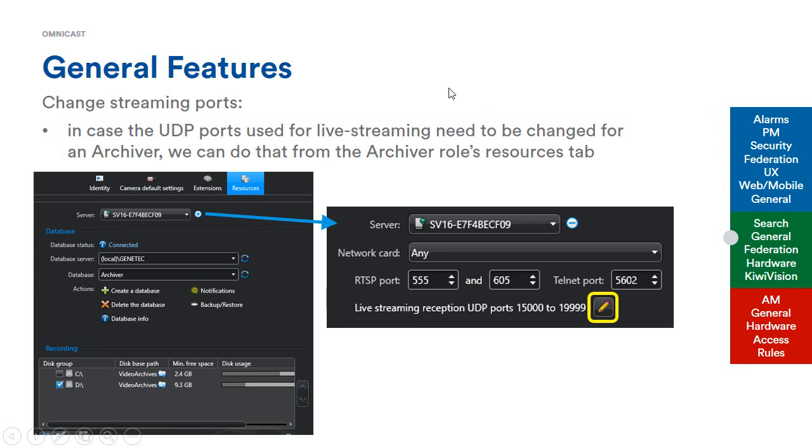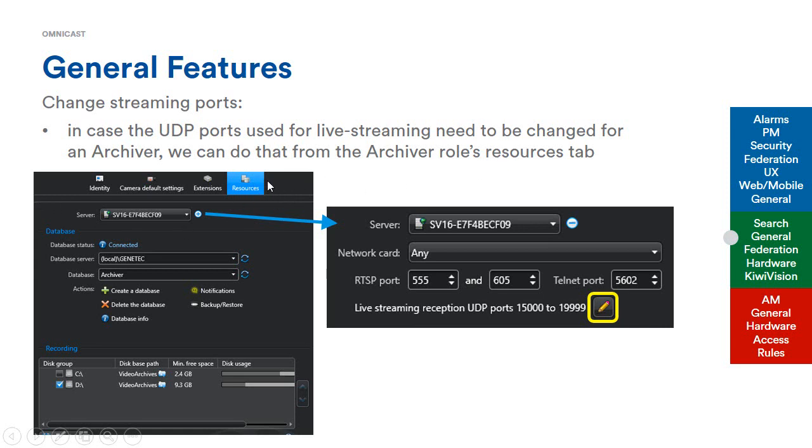All right, another thing we can do is, in case we have the UDP ports that we have set up by default for live streaming, if we need to change the starting port number or the total number of ports, we can change that in the archiver's resources settings.